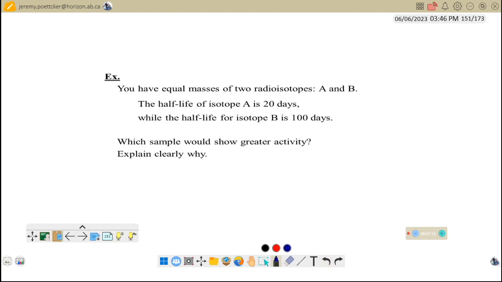So let's do a little thought experiment. Two radioisotopes, A and B. Half-life of isotope A is 20 days. Half-life for isotope B is 100 days. Which sample would show greater activity? Explain why.